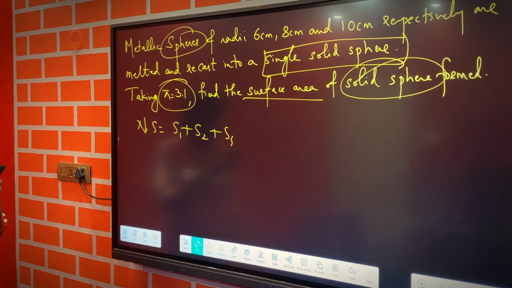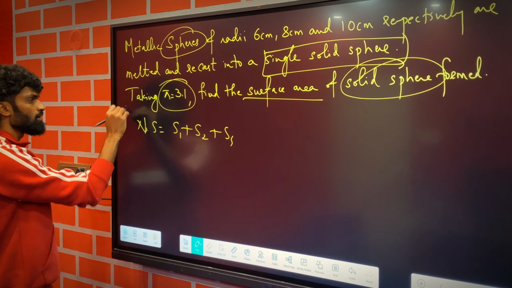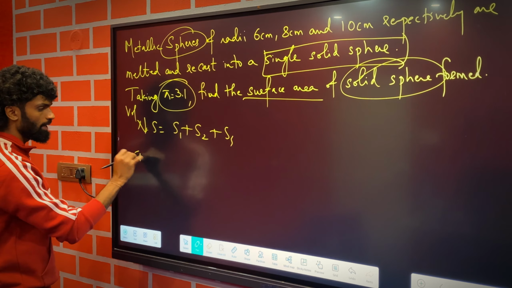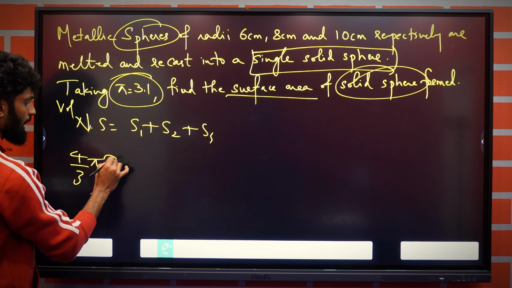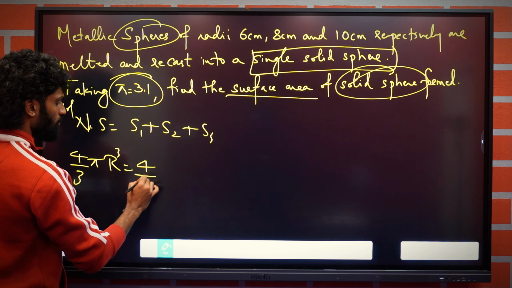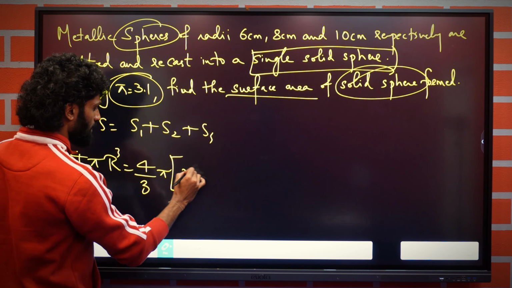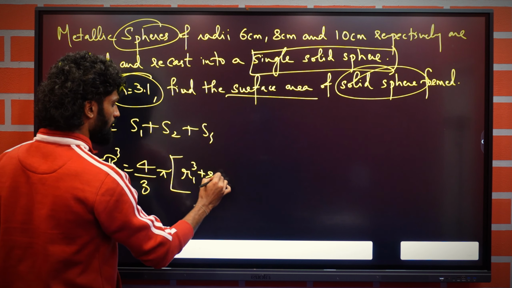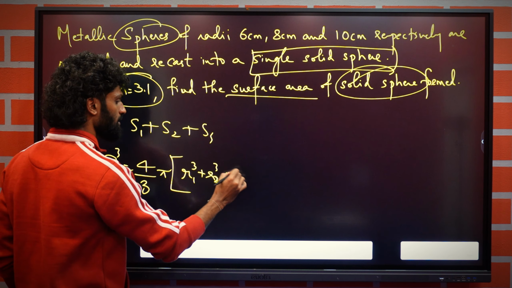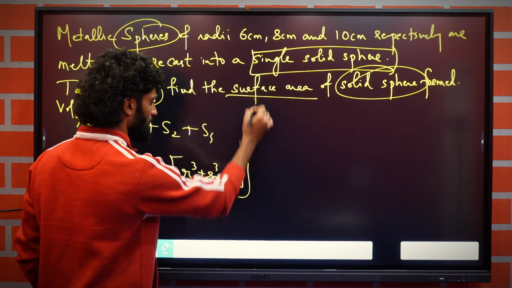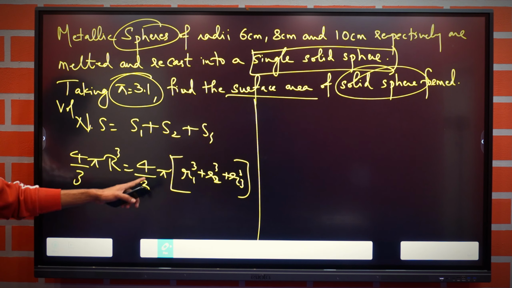Okay. Now wherever melted and recast question is being asked, obviously volume only will be involved. So I'll write it like this. 4 by 3 pi capital R cube will be equal to 4 by 3 pi, I'll take common. Careful. Smartness here. r1 cube plus r2 cube plus r3 cube. That's it. Now we know the right hand side.